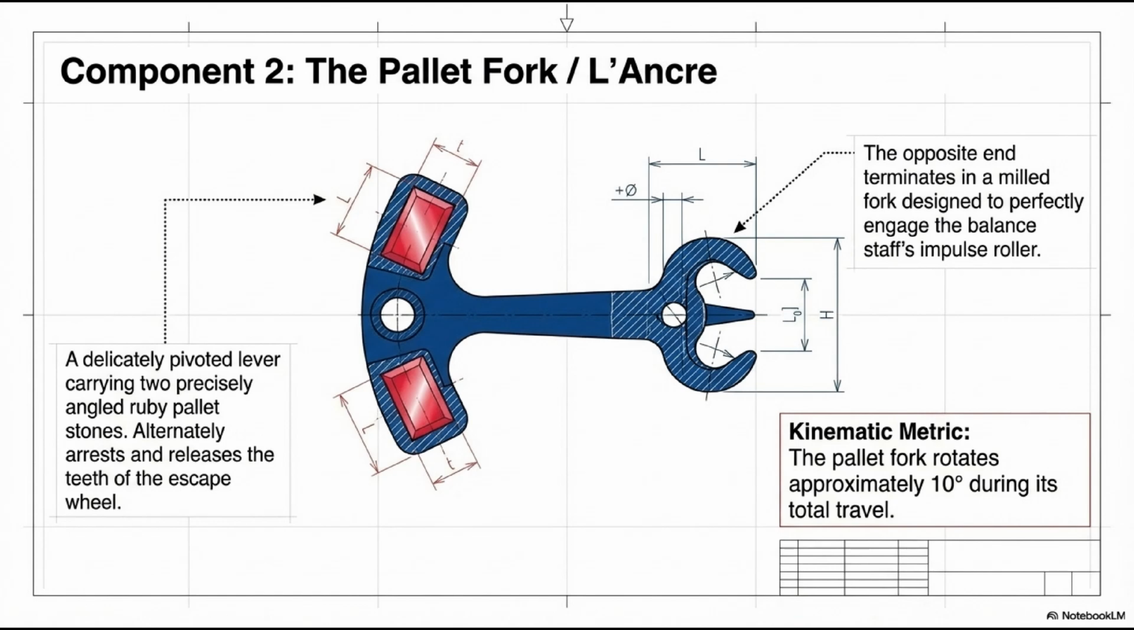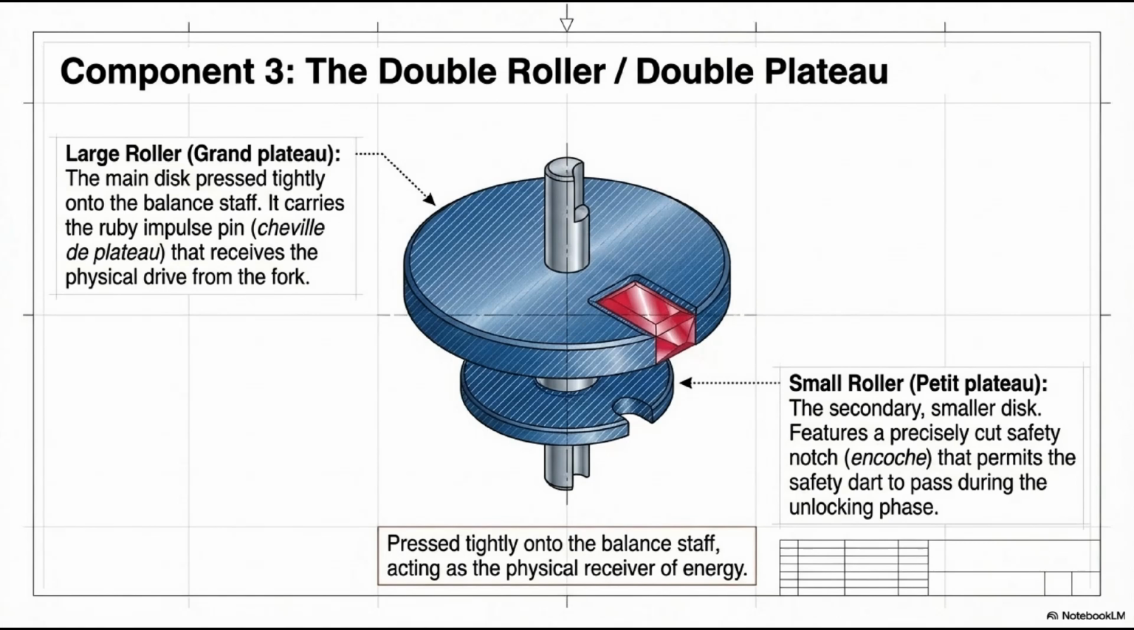The third and final subassembly of the assortment is the double roller, le double plateau, and it's the most intimate part of the mechanism, because it's the only component that physically connects the pallet fork to the balance wheel. Everything else pivots on its own fixed staff. But the double roller is pressed directly onto the balance staff, the same axle as the balance wheel itself, making them a single rigid unit.